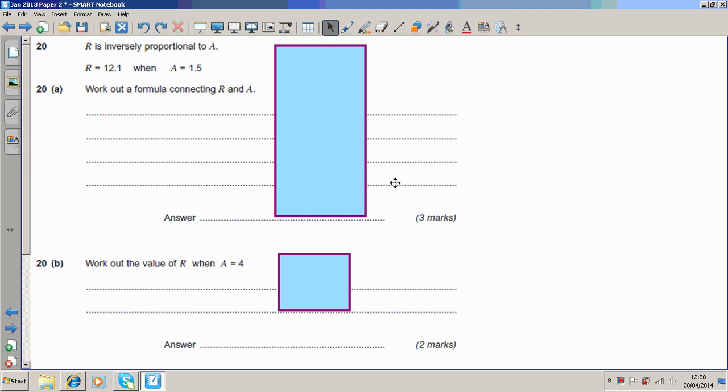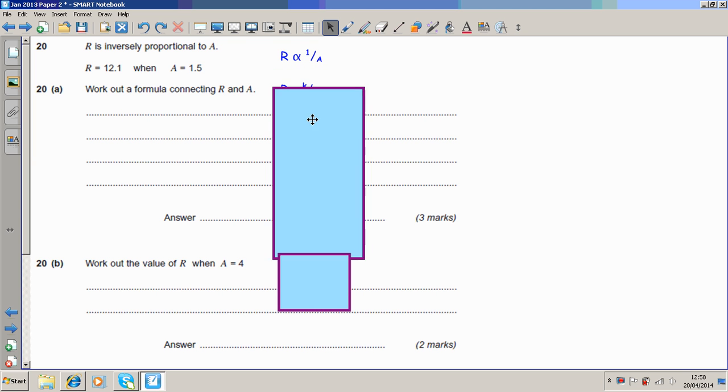Question 20. R is inversely proportional to A. Okay, so these proportional questions, this is very much a routine, a method question really, or that's the way I see them. So R is inversely proportional to A. Well, there's our proportional sign, and inverse means it's 1 over A. So R is proportional to 1 over A, which means we use the equation R is equal to K over A, where K is our number that we've got to work out, our constant of proportionality.